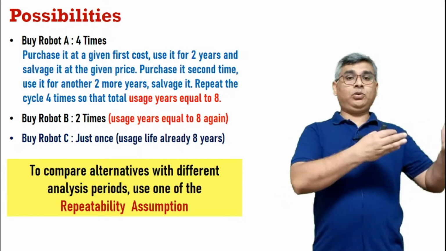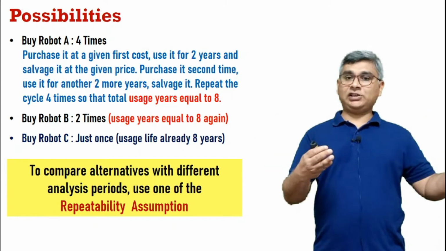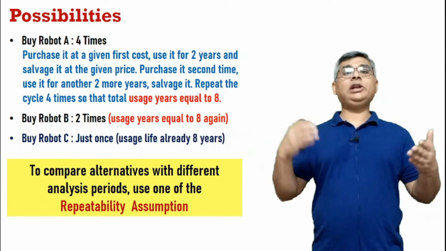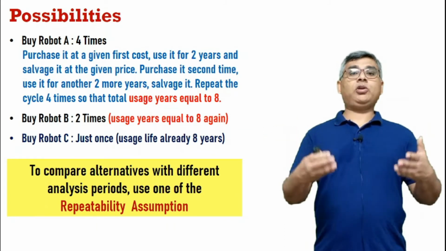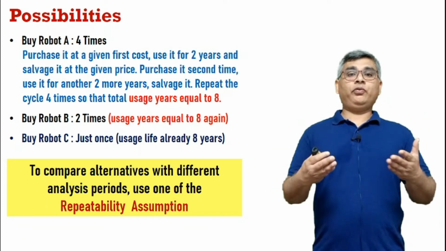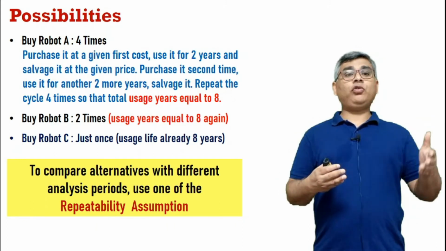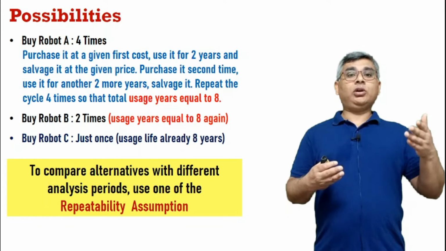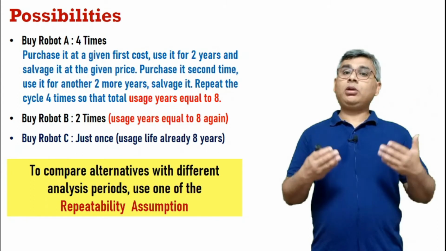Similarly, we can purchase robo B 2 times, as the economic life is given as 4. So purchasing it 2 times will make the economic life equal to 8 years, and there is no need of purchasing robo C again and again, because the economic life is already given as 8 years. So this is what we mean by the repeatability assumption. It means that the cash flow will repeat again and again if we are making purchases over and above the economic life of that particular alternative.